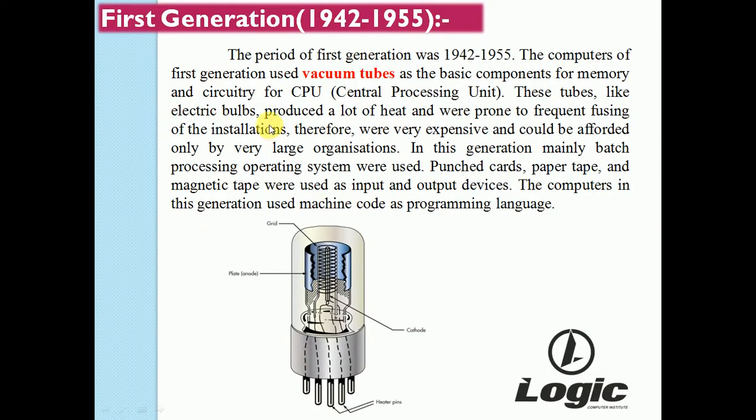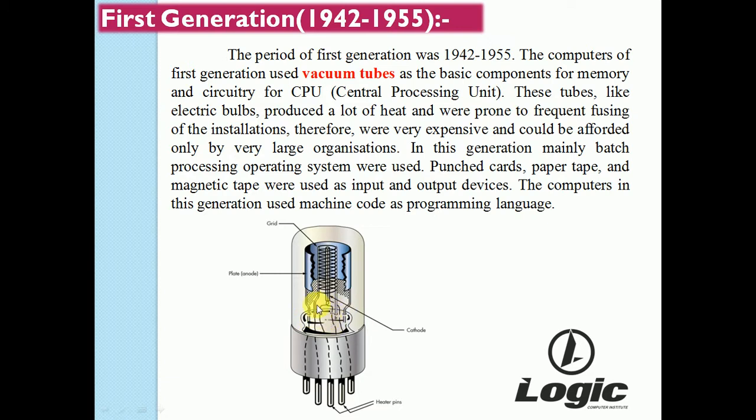Then see the first generation. The period of first generation was 1942 to 1955. The computers of first generation used vacuum tubes as the basic components for memory and circuitry for CPU. These tubes, like electrical bulbs, produce a lot of heat and were prone to frequent fusing of the installations. Therefore, they were very expensive and could be afforded only by very large organizations.